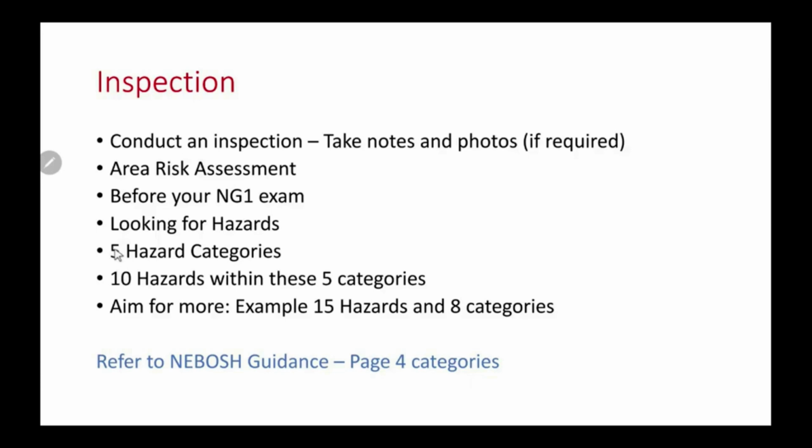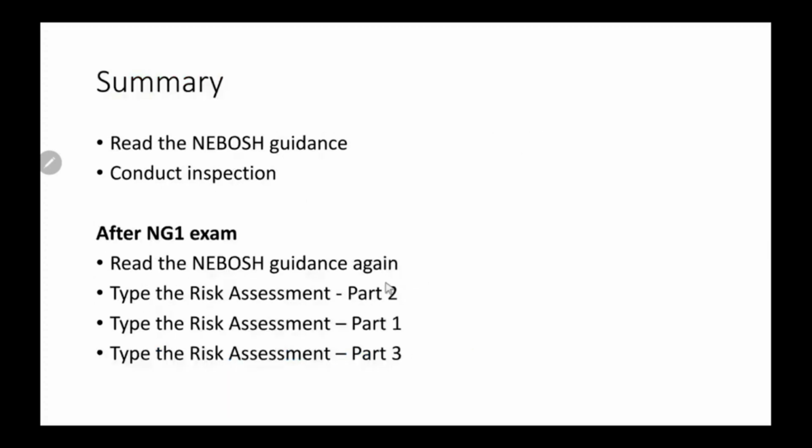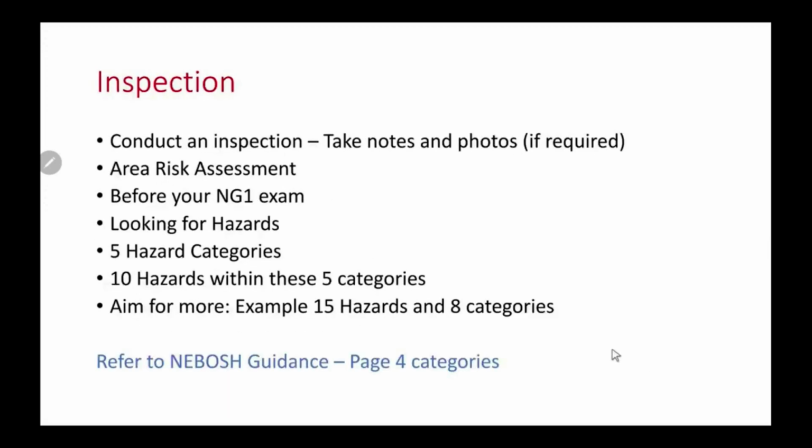So let's say under slips and trips, we find water on the floor, we find a raised surface, and we find potholes. That's 3 individual hazards. Take 3 away, and you're now down to 7 hazards you need. And take 1 hazard category, which is slips and trips, and you're now down to 4. It'll make a bit more sense shortly when I show you an example of a risk assessment.